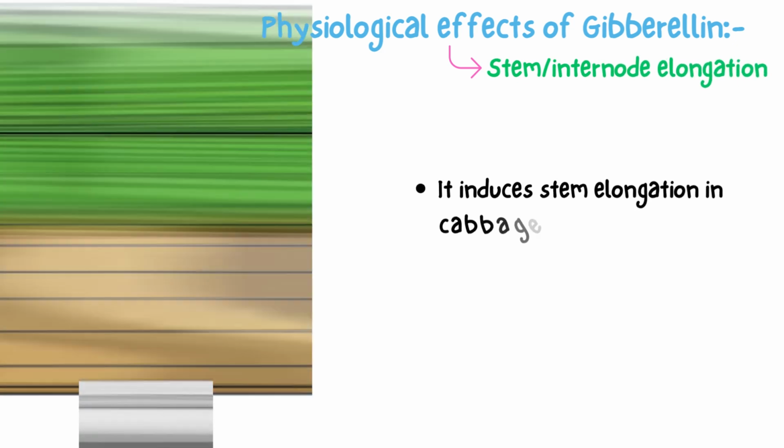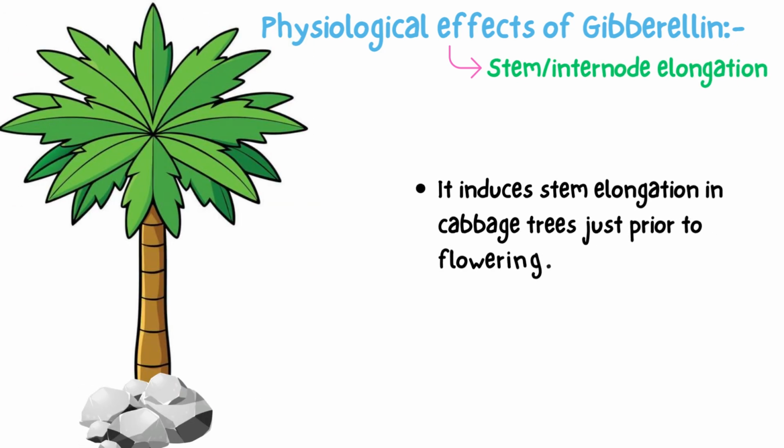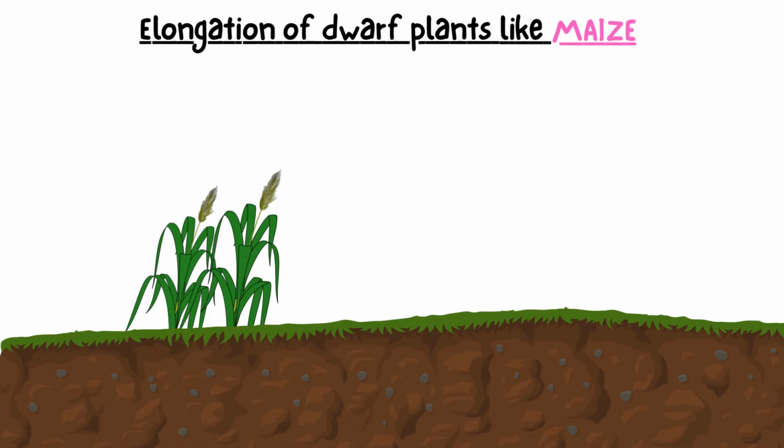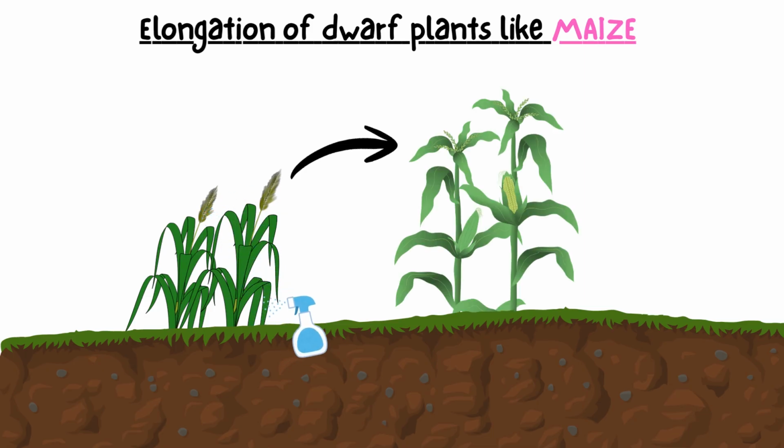Next, we talk about the physiological effects of gibberellin. The first and foremost is stem or internode elongation, where it induces stem elongation in cabbage trees just prior to flowering. It does so by accumulating between two consecutive nodes called internode, thereby increasing its length. Next is elongation of dwarf plants. When gibberellic acid is applied to genetically dwarf maize plants, they become tall, ultimately increasing their yield.